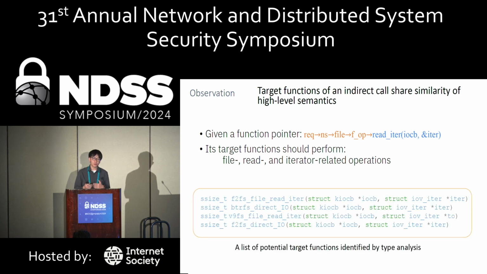Therefore, for example, if we use the type-based approach, we can find these 4 potential target functions here. Based on the high-level semantics, we may know that the first one and third one are likely to be target functions because, by the function names, they are read file and iterator related operations. However, the second one and the fourth one are pretty unrelated because they are about some direct-to-IO related functions. So this is an observation of the function pointer and related target functions.